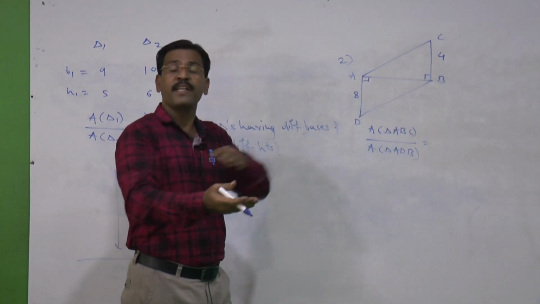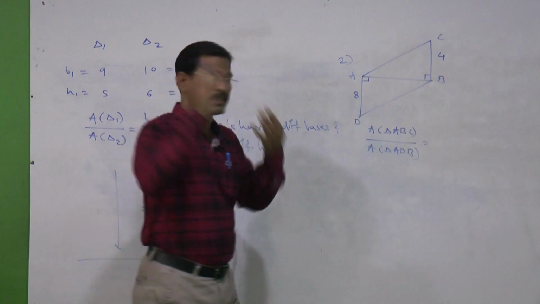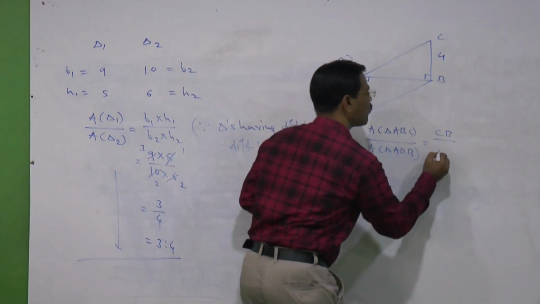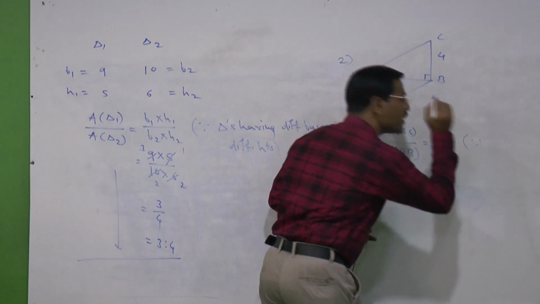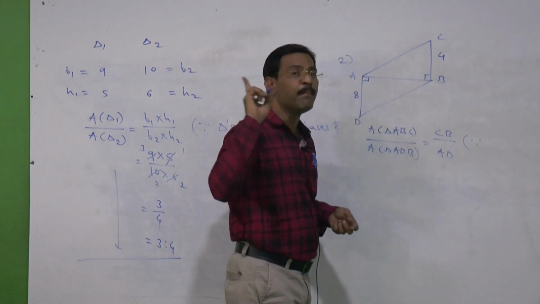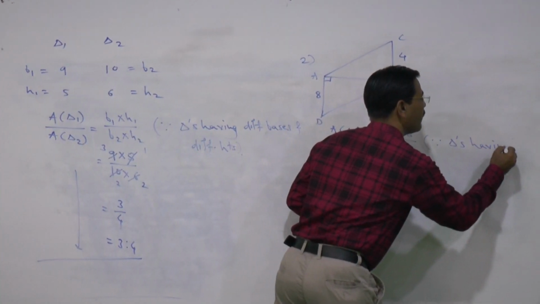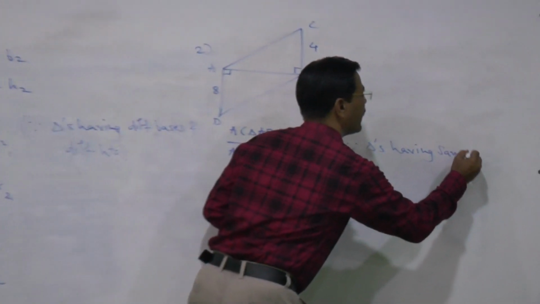Straight away, it depends upon their heights. So what is the height of this one, which is CB, and the height of this one is AD. You have to mention here: triangles having the same base. Okay, we can write here, triangles having the same base.